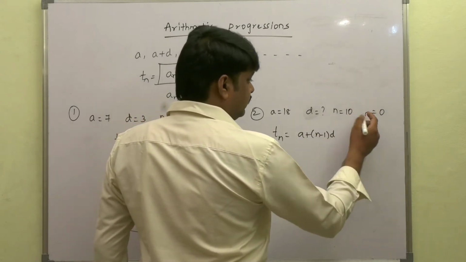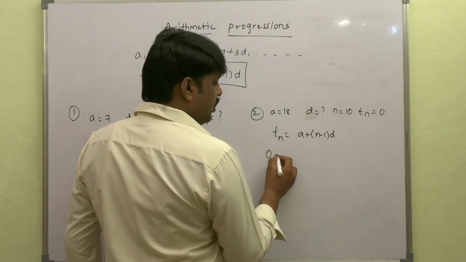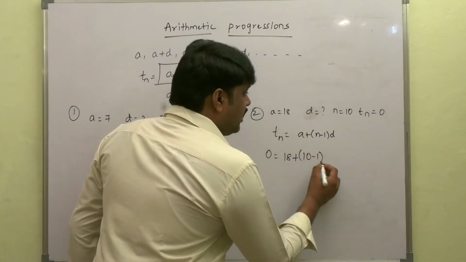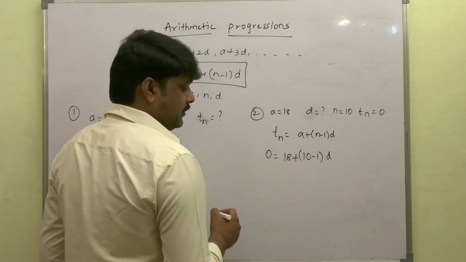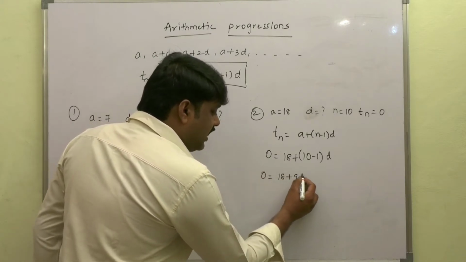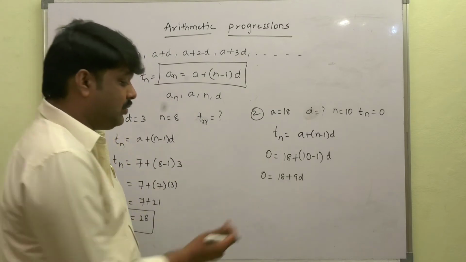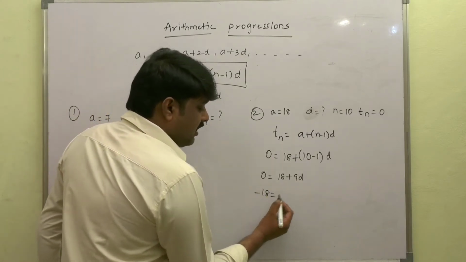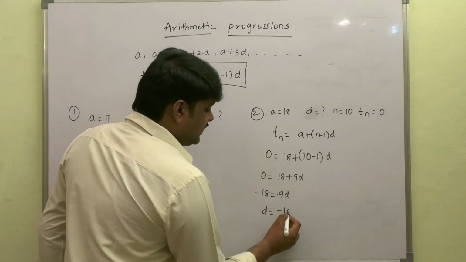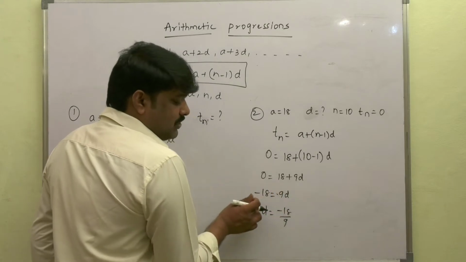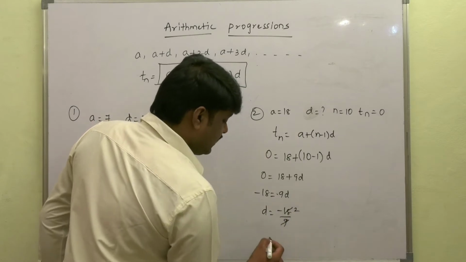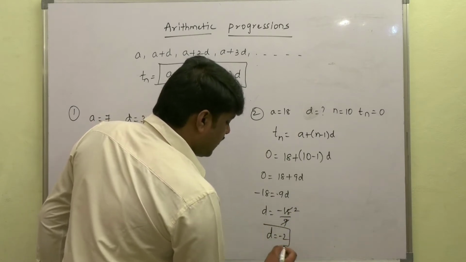Tn is given, that is 0 equals to 18 plus n, that is 10 minus 1 into d, we have to find it out. Okay, 0 equals to 18 plus 9d. Let us send this plus 18 to this side, it becomes minus 18. Minus 18 equals to 9d, or d equals to minus 18 divided by 9. Multiplication comes to other side, then it comes under division. Hence the value of d over here is minus 2.